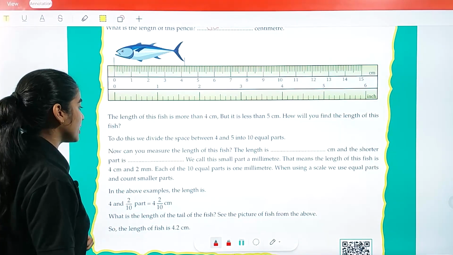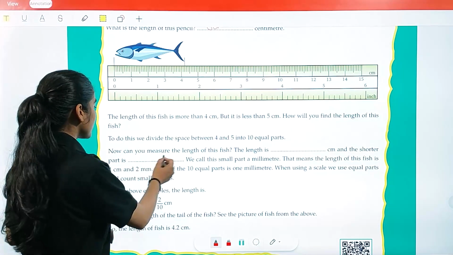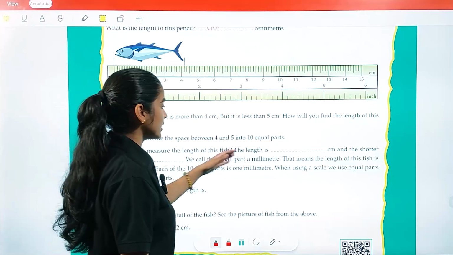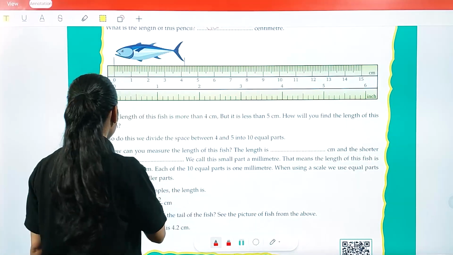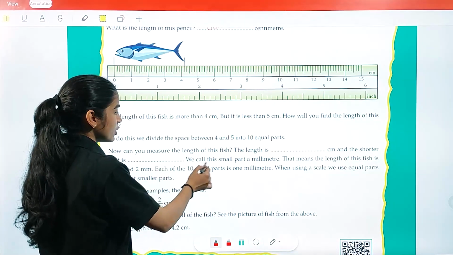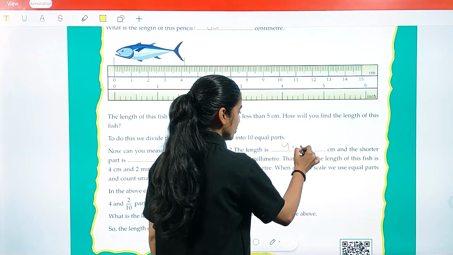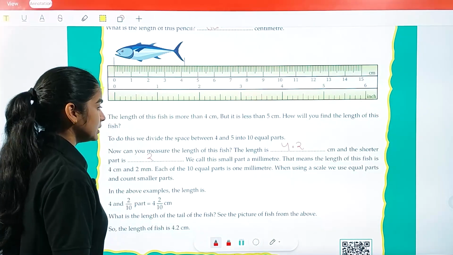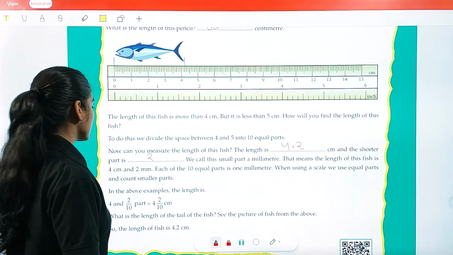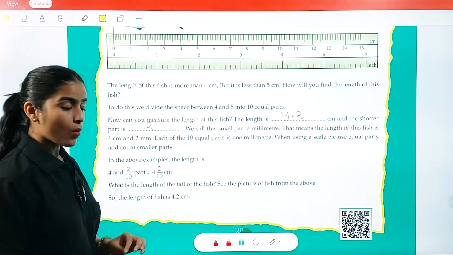To do this, we divide the space between 4 and 5 into 10 equal parts. Now can you measure the length of this fish? The length is 4.2 centimeter and the shorter part is 0.2. We call this small part a millimeter. 4.2, the shorter part is 2. That means the length of this fish is 4 centimeter and 2 millimeter. Each of the 10 equal parts is 1 millimeter.